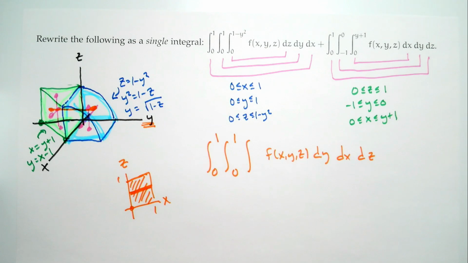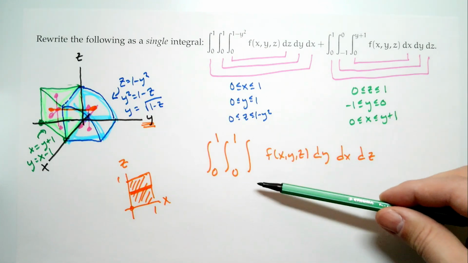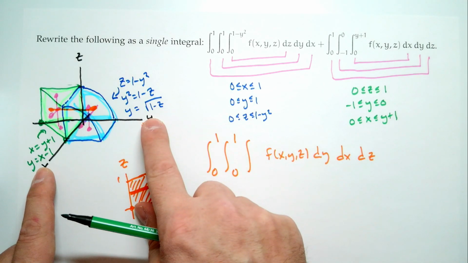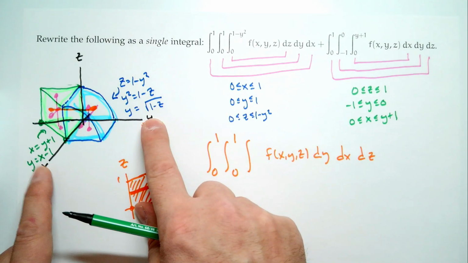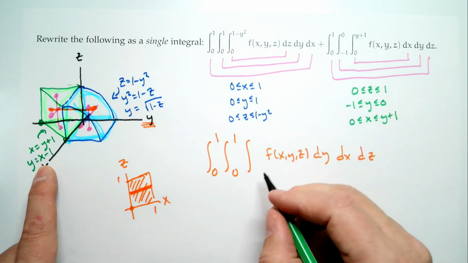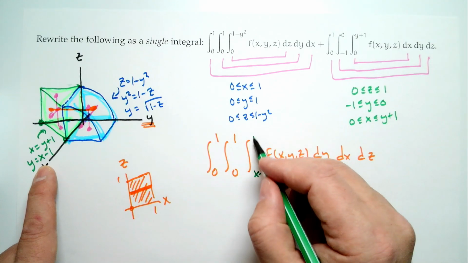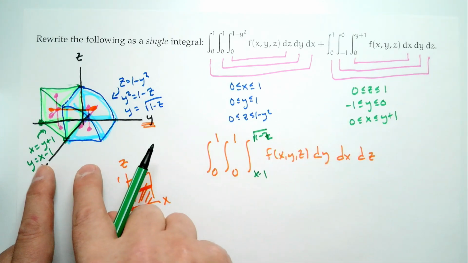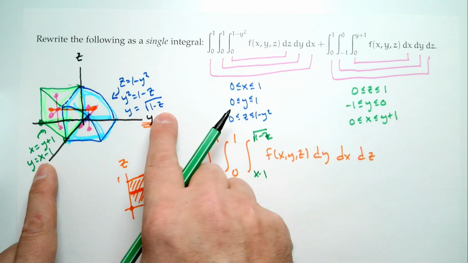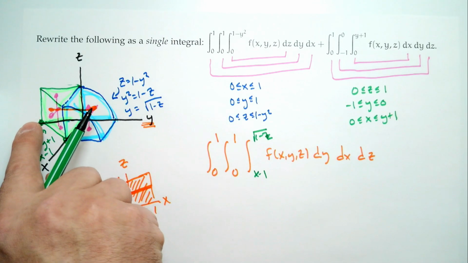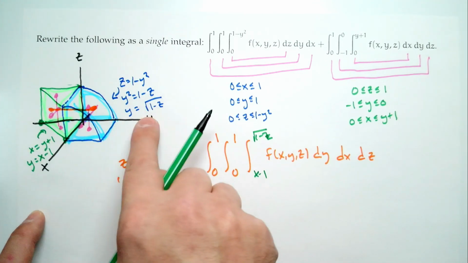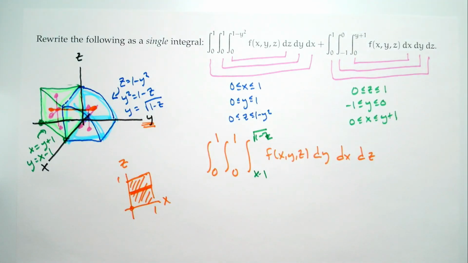Okay, so finally, where do we go from? From where to where? Which one of these is the top and which one of these is the bottom? X minus 1 is on the bottom. Square root of 1 minus z is on the top. And how do we know? Well, we go from lower value to higher value. So low values for y are to the left. High values for y are to the right. Left to right. And now, we're done.